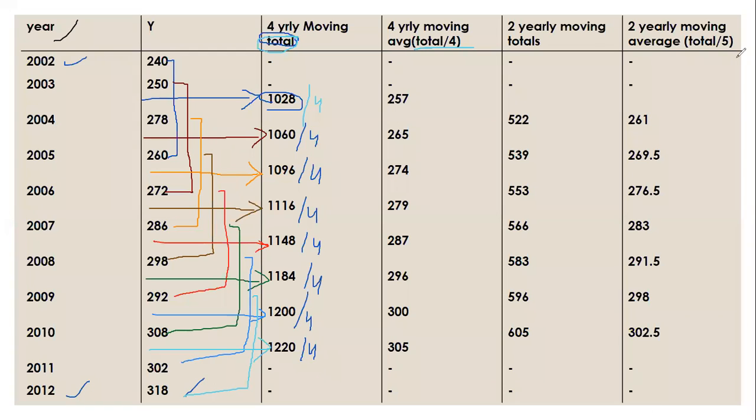Because it is 4 yearly moving average. So what are they asked us to find? Because it is 4 yearly moving average, we have got the 4 yearly moving averages here. Okay, understood? But once they have asked you to find 4 yearly moving average, you should also continue and find out 2 yearly moving average.